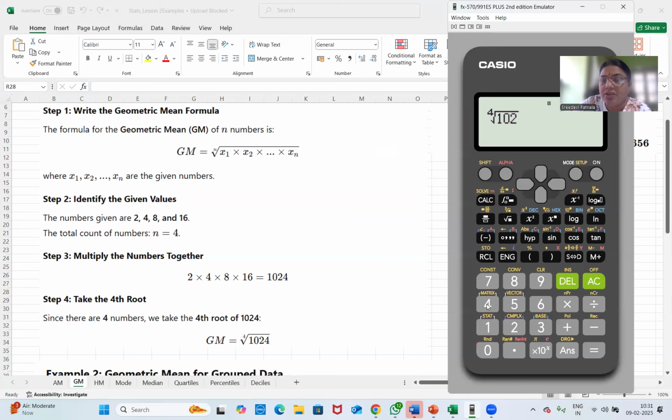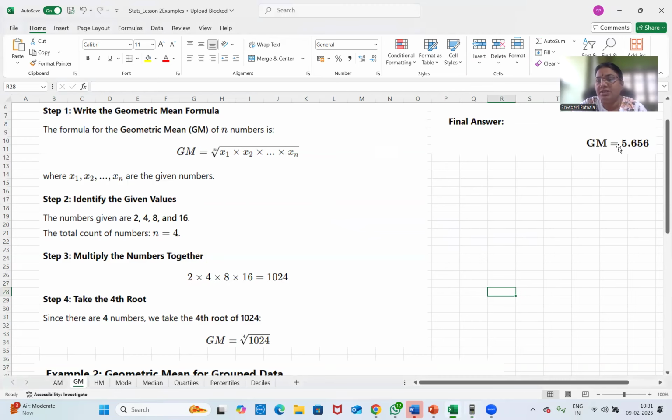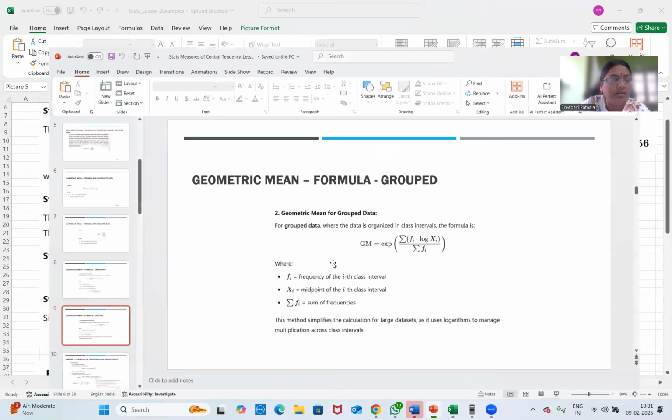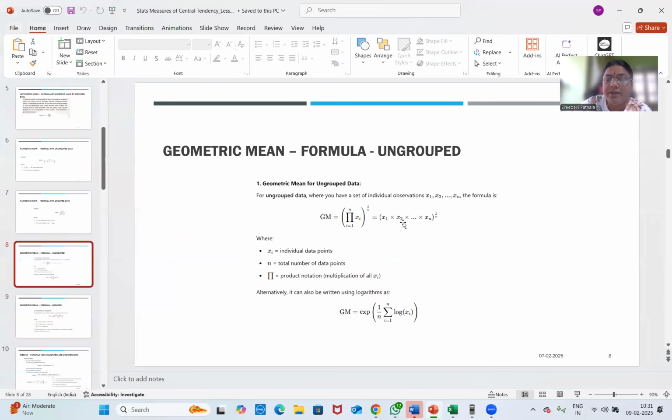If you type 1024, your geometric value will become 5.65. So if you observe here, 5.65 is your value. So that's a model to do it. I will explain further examples in future with the formulas which we have used, like only to the power of 1 by n, or a summation of log xi. I will anyway show it in the grouped data, but it is simple.